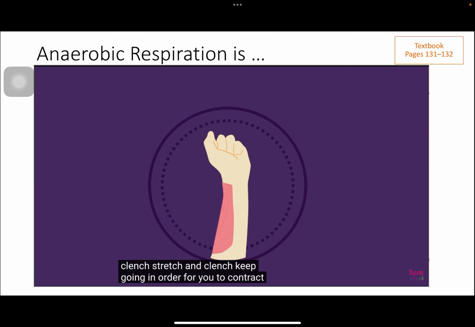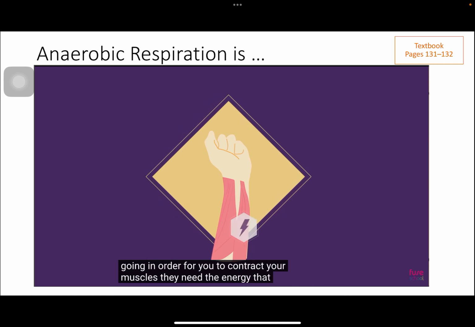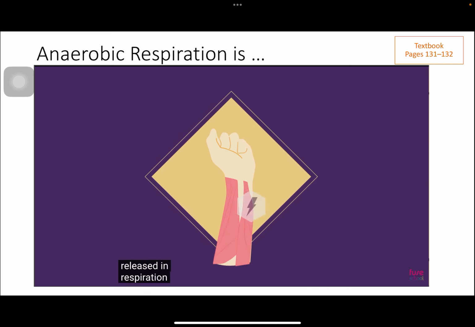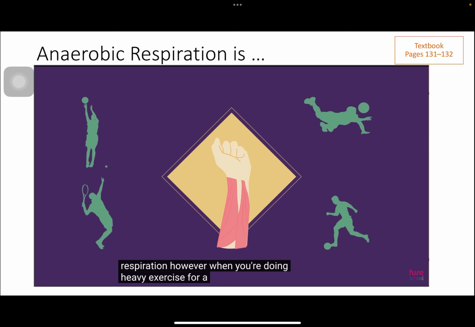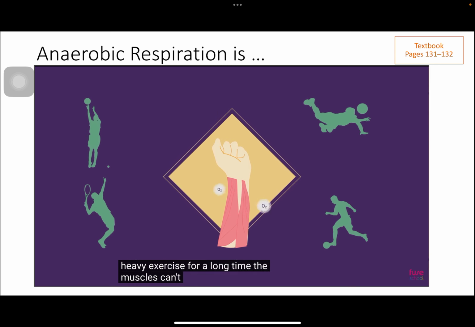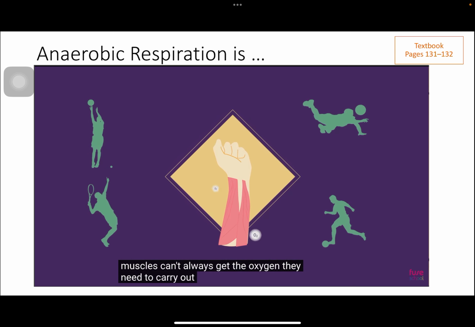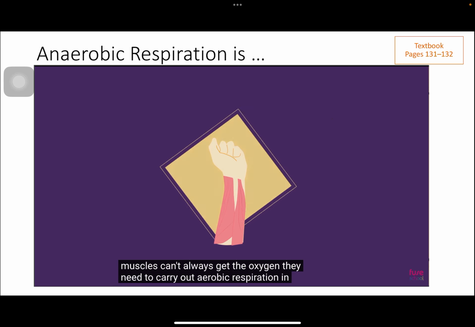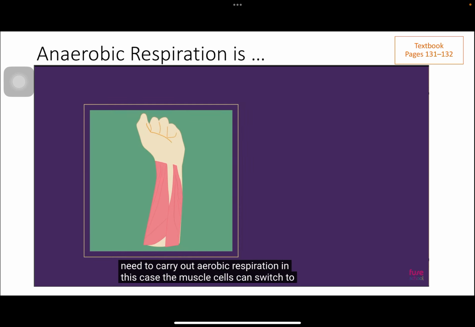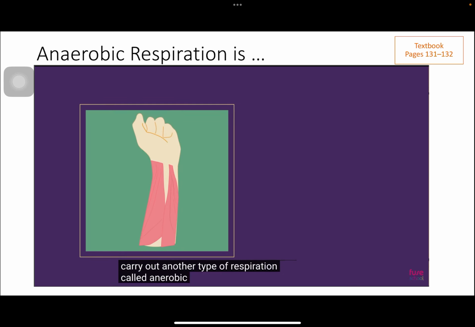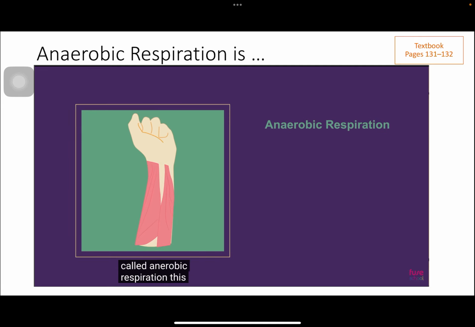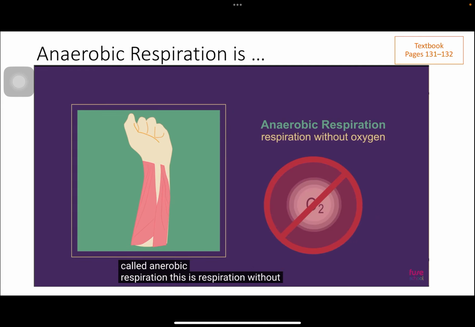In order for you to contract your muscles, they need the energy that is released in respiration. However, when you're doing heavy exercise for a long time, the muscles can't always get the oxygen they need to carry out aerobic respiration. In this case, the muscle cells can switch to carry out another type of respiration called anaerobic respiration. This is respiration without oxygen.